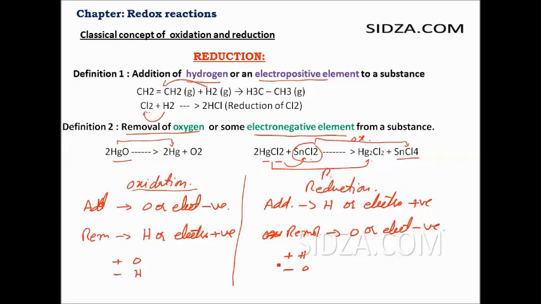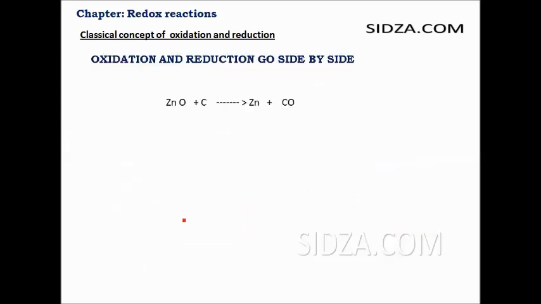Now oxidation can only occur when reduction is possible. Oxidation and reduction are the two half reactions of a redox reaction. A redox reaction is a reaction where one substance is oxidized and another substance is reduced, which means that oxidation and reduction go side by side, hand in hand only. Oxidation is only possible when reduction is possible. One substance gets oxidized only when another gets reduced. Correct?